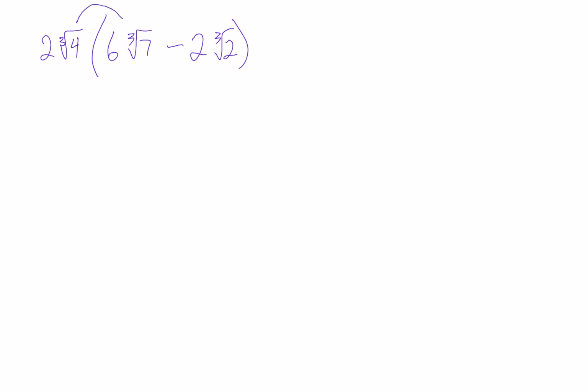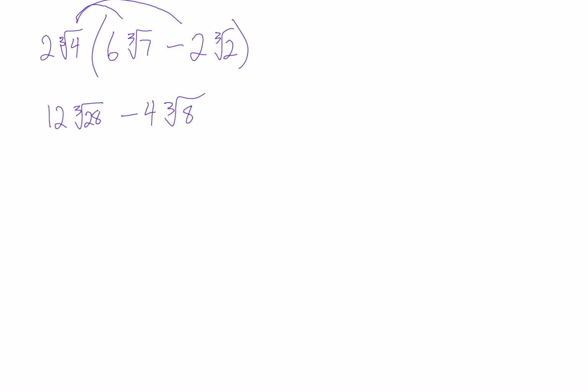We have 2 times 6 is 12. 4 times 7 is 28. And then we need to do the same thing for the second one. So 2 times 2 is 4. So 2 times negative 2, so negative 4. And then 4 times 2 inside the root is 8. So we're done the multiplying. Now we need to simplify.